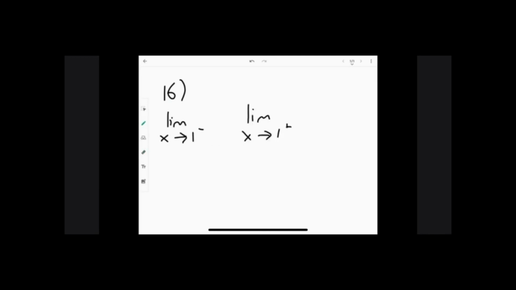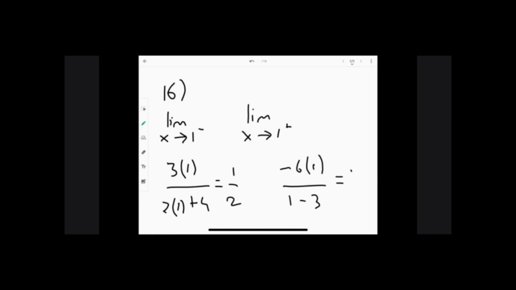The other way we can find points of discontinuity is when there's a gap in the function. So when the limit as x goes to 1 from the left and the limit as x goes to 1 from the right are unequal, there's a discontinuity. So if we substitute 1 into the first part of the function, we get 3 over 2 plus 4, which is equal to half. However, if we substitute 1 into the second part of the function, we get minus 1 over minus 2, which is equal to 3. These two values are unequal, which means that there's a jump in the function at that point.